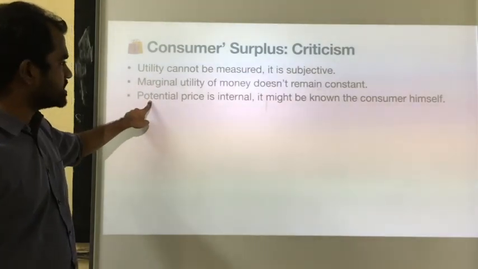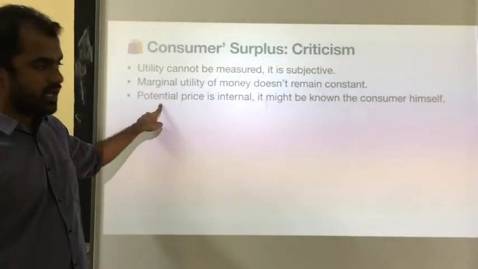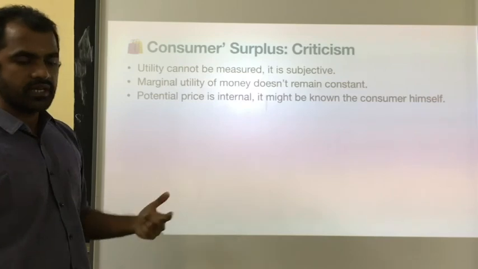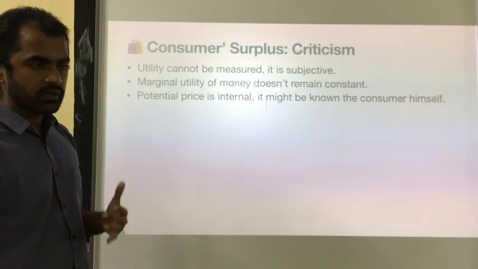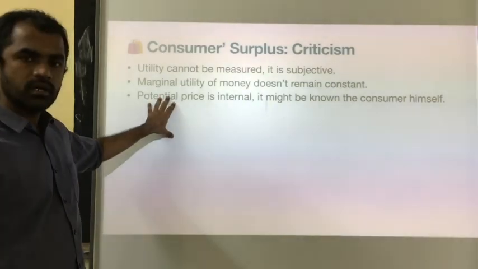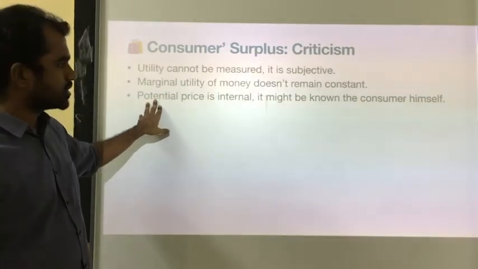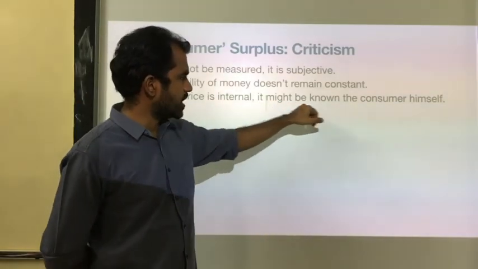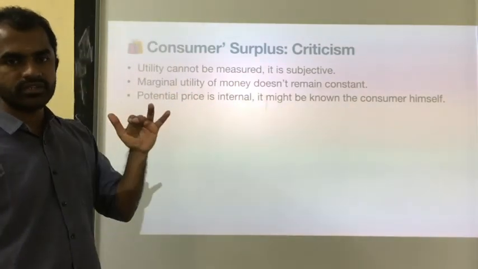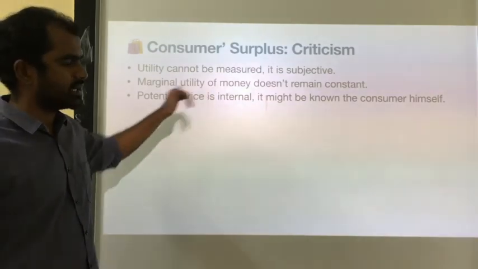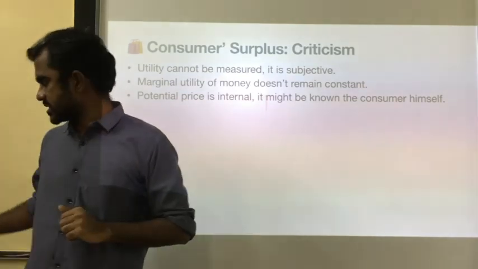The potential price is internal, that is, the price which a consumer is willing to pay is internal, as in people already know it. So that's what is being said here. It might be known to the consumer himself. So he will not be willing to pay because he already knows the range of potential price which a product can get. So this also is one of the major criticisms.